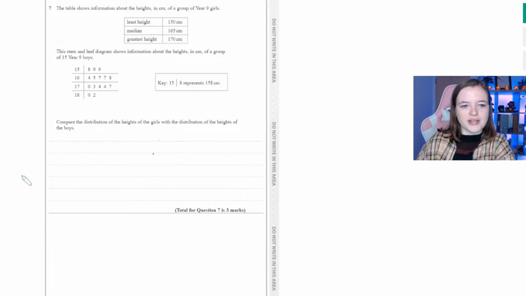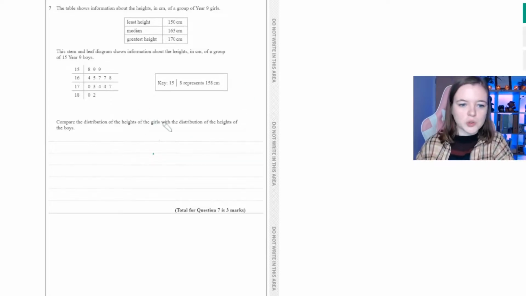A table shows information about the heights in centimetres of a group of Year 9 girls. So they've got the least height being 150, the median height, which is 165, and the greatest height, 170. This stem and leaf diagram shows information about the heights in centimetres of a group of 15 Year 9 boys. Compare the distribution of the heights of the girls with the distribution of the heights of the boys.